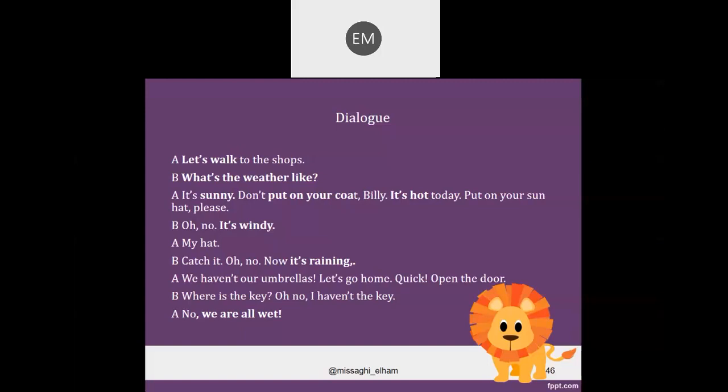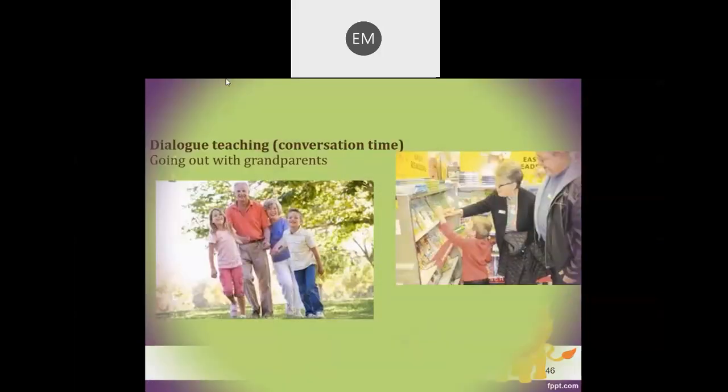And then they learn different kinds of weather, like sunny, hot, windy, and raining. These are my keywords, okay? So when I want to plan for the class to teach this conversation, number one, I want to put them in the context. So I'm going to ask them some questions.